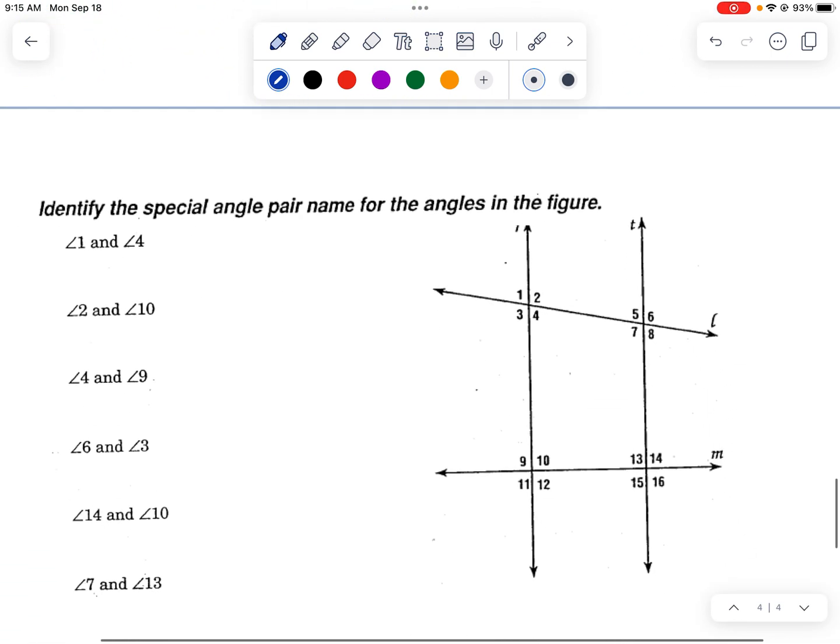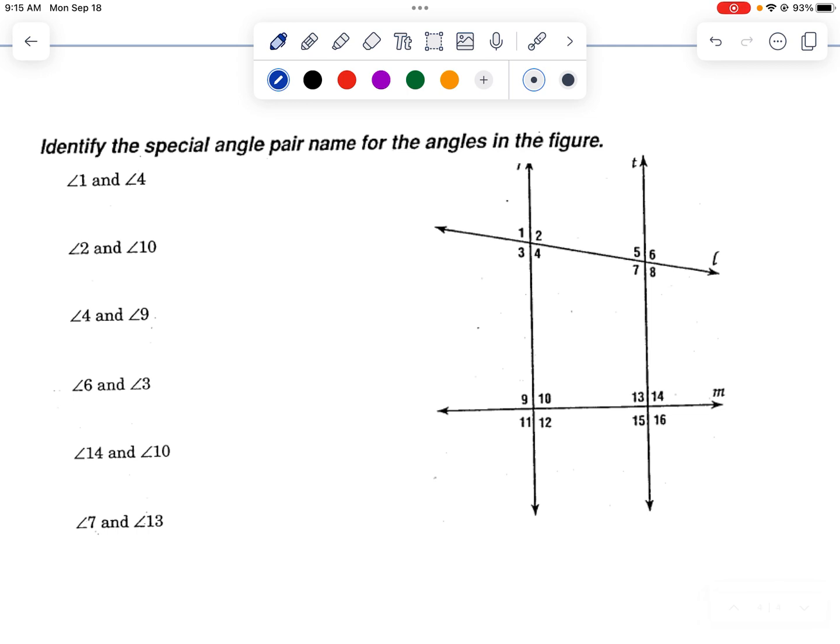For this next one, I want you to try. This one's a little bit different because it has 2 transversals, all right? But the same rules apply. 1 and 4 are a special type of angle. I'll talk about those right now. Those are called vertical angles. And I'll talk about those more when I get back, okay?